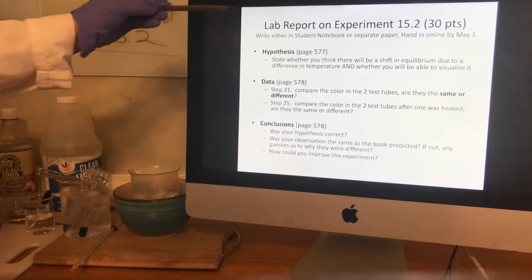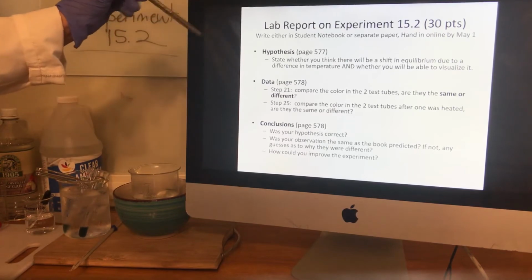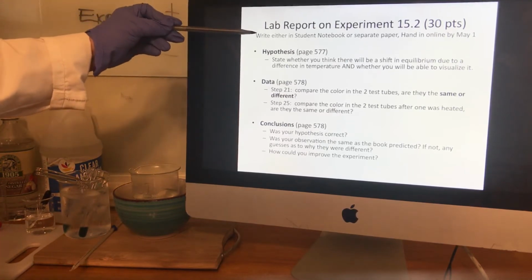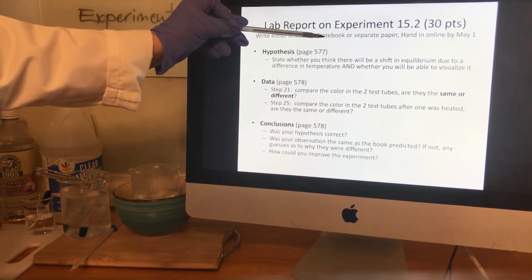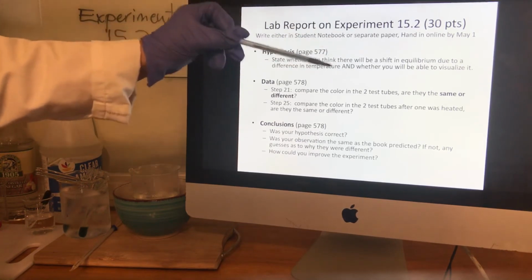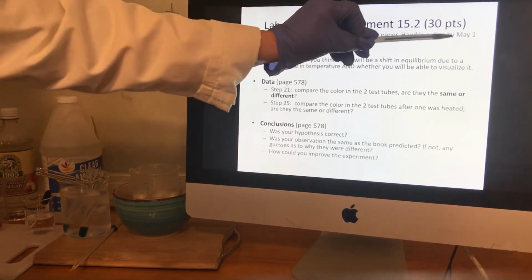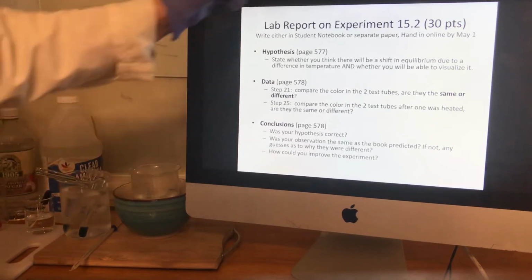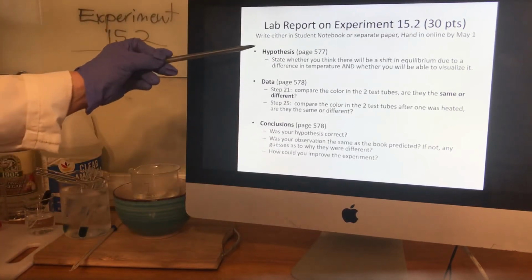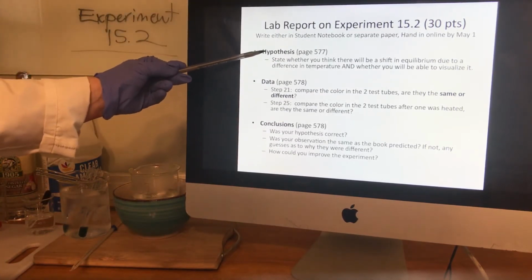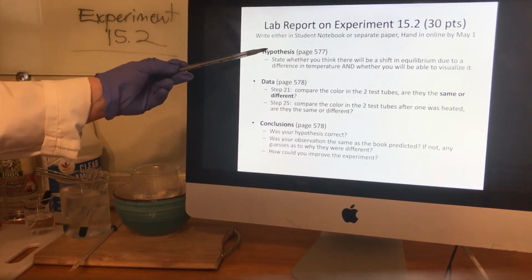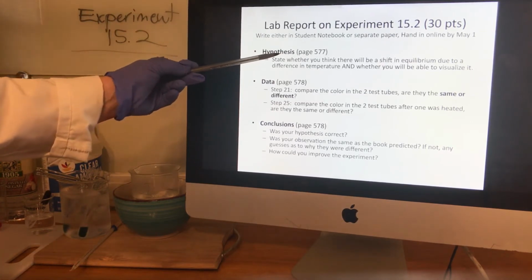So just to give you a heads up on your lab report, okay, you're going to either write this information in your student notebook or again on a separate piece of paper. You'll hand it in online by May 1st. It's 30 points.